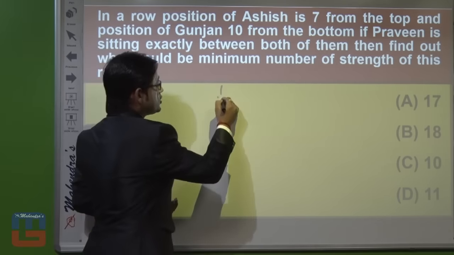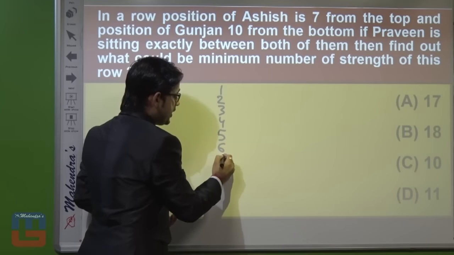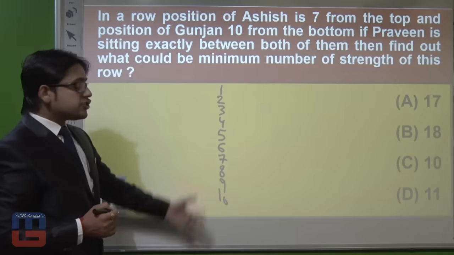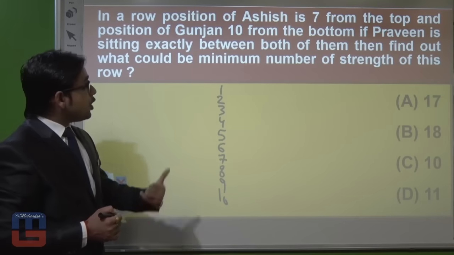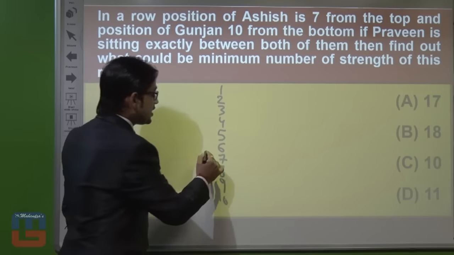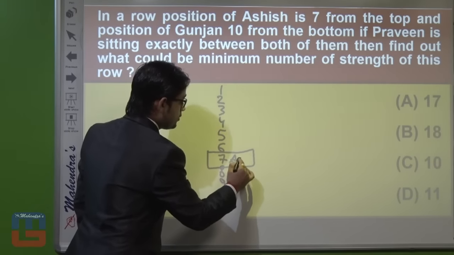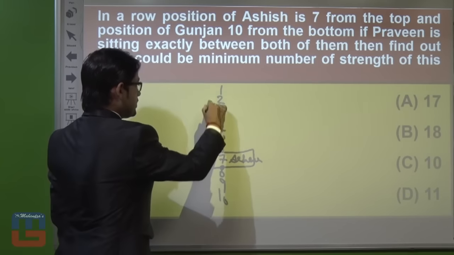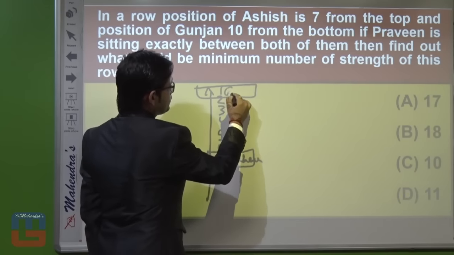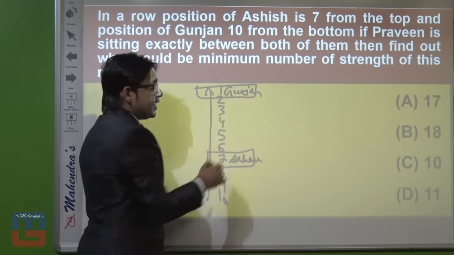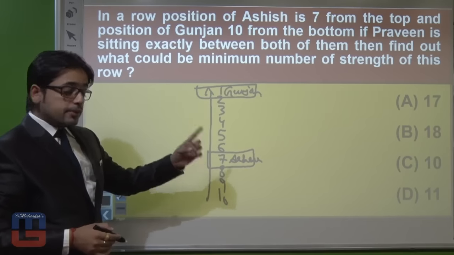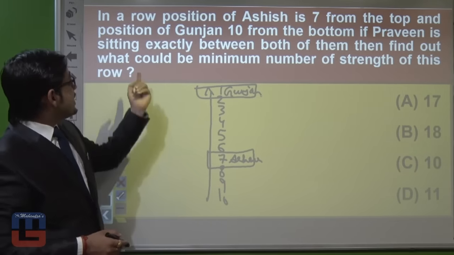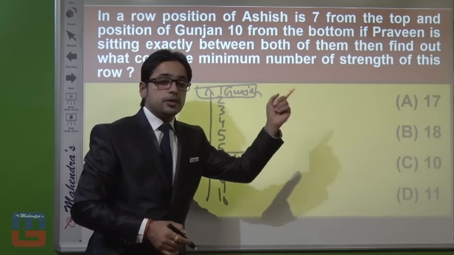So if we arrange these things in this number, if we arrange 10 chairs in this class, as per condition number first, Ashish is 7th from the top and Gunjan is 10th from the bottom. It means if Gunjan is 10th from the bottom, Gunjan is first from the front, because we are going to analyze what could be the minimum number of strength of this row.